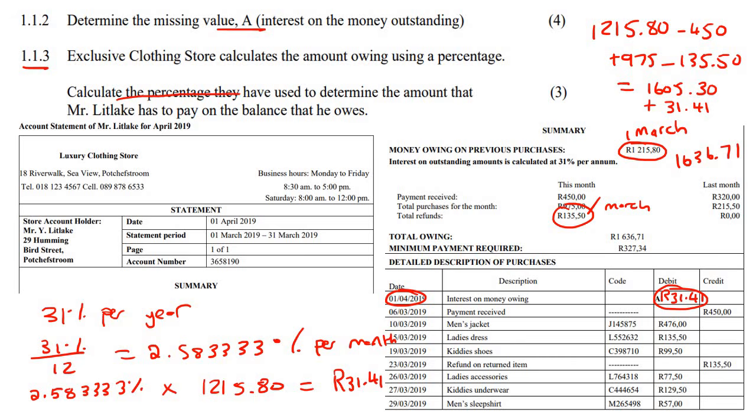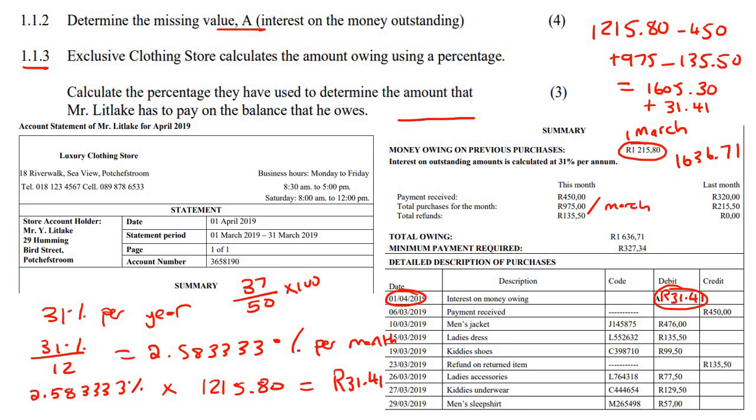Okay? Now, that's what this question says. It says, calculate the percentage. Exclusive store calculates the amount owing using a percentage. Okay, but they haven't made that very clear. What they're actually asking is, what is this number as a percentage of this number? So all that you do is, let's say you wrote a maths test, and out of 50, you got 37. How do you work out your percentage? You say 37 divided by 50 times 100. So out of this total, what is this number as a percentage?